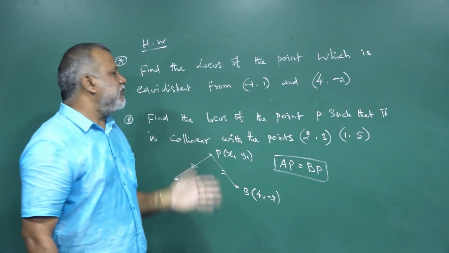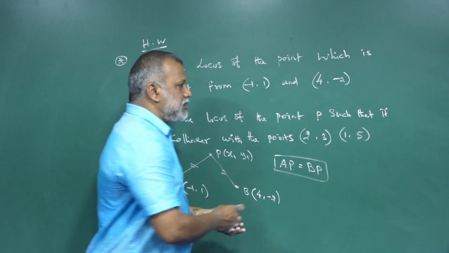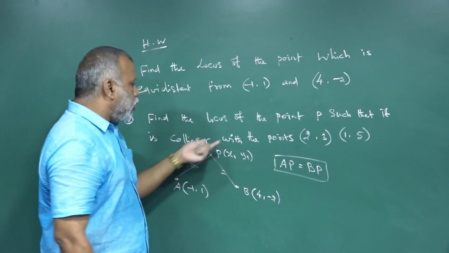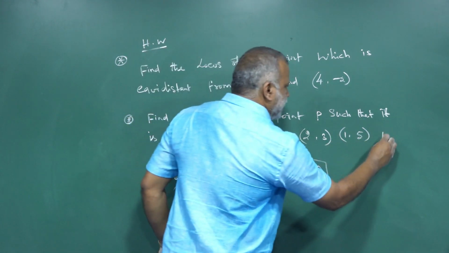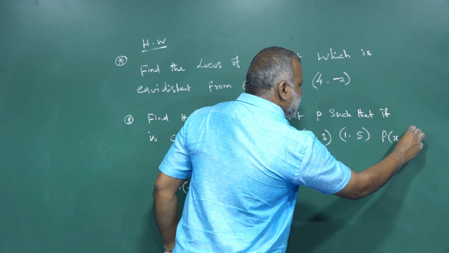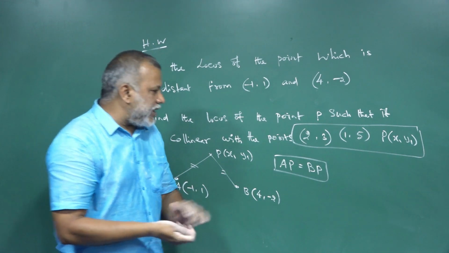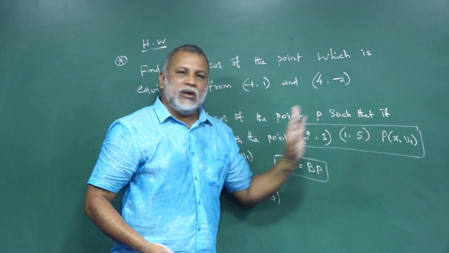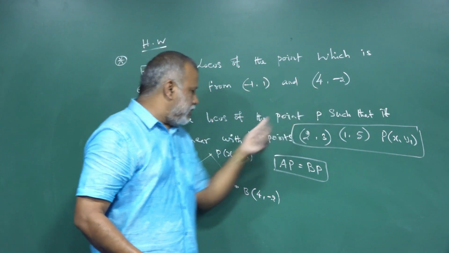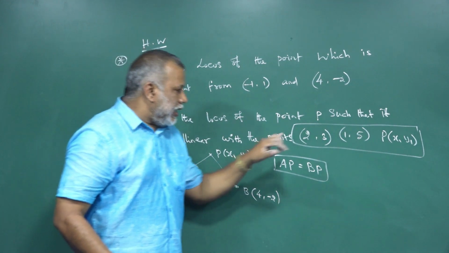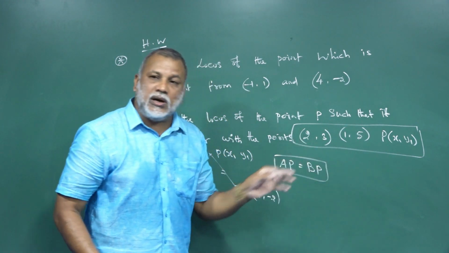Again one more, the same logic. Find the locus of the point P such that it is collinear with the points (2, 3) and (1, 5). So we need P of x1, y1. The question itself already has 2 points, (2, 3) and (1, 5). We are selecting P of x1, y1. In the previous problem also, see, one point A, another point B, we are selecting P, always x1, y1. Here (2, 3), (1, 5), P of x1, y1. All these 3 points are collinear.